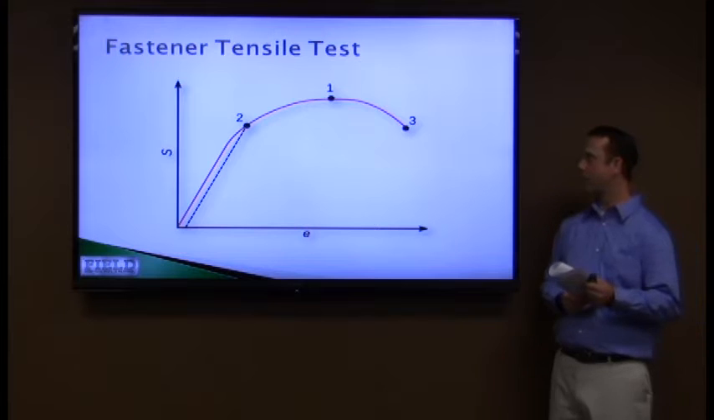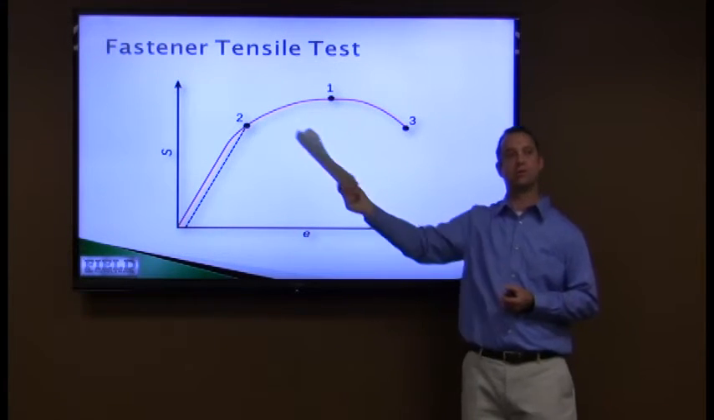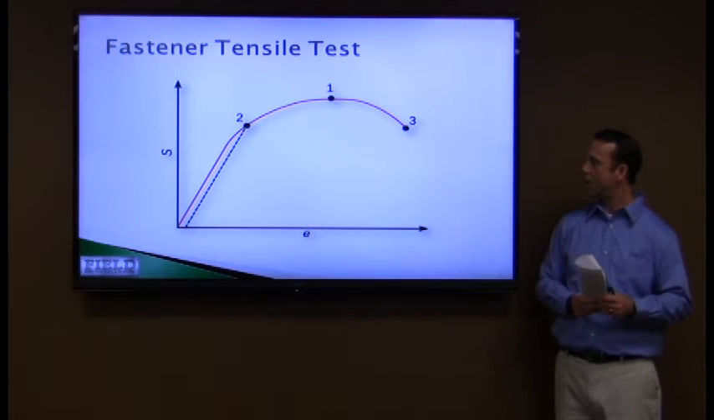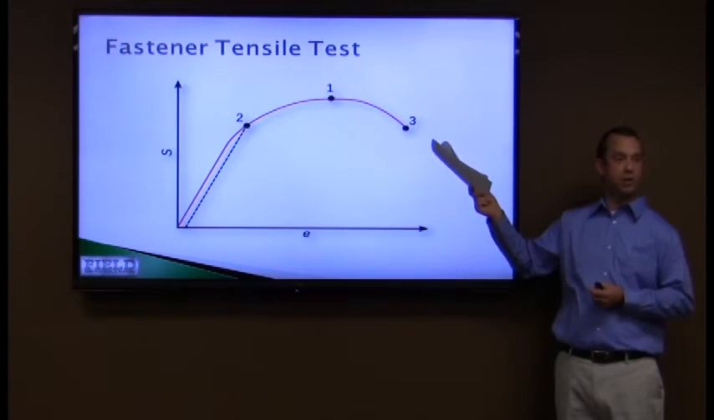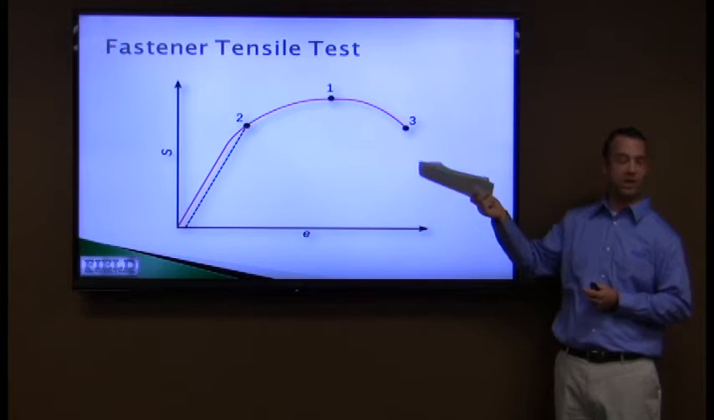Okay. And by process of elimination, what would that make point 2 then? So would it be a fastener or joint failure then? It could be either in this case right here. Well, I'm sorry. In the tensile test in this case, this would be fastener failure.